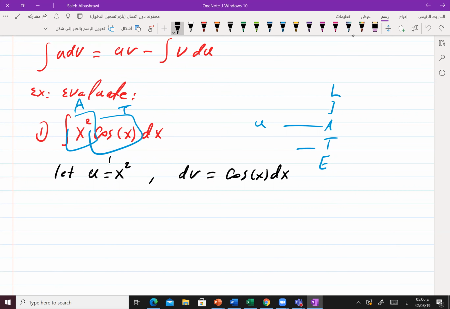Differentiate the first one and integrate the second one. So du equals 2x dx. Integration of dv gives me v. Integration of cosine is sine x. So integration by parts will be u multiplied by v minus integration of v du.